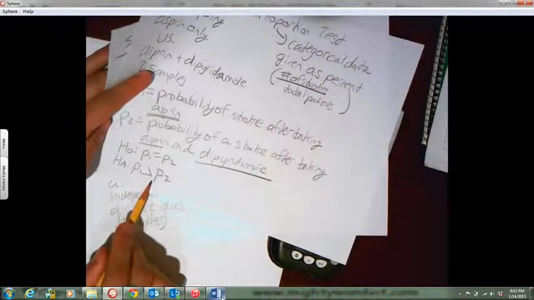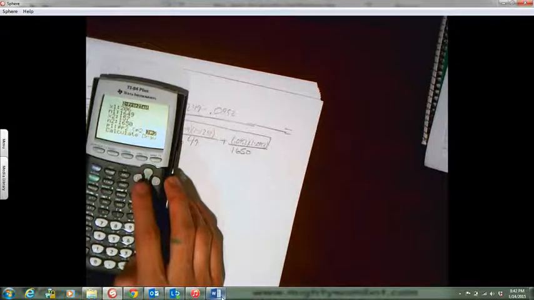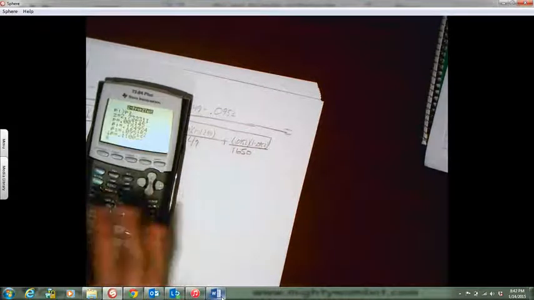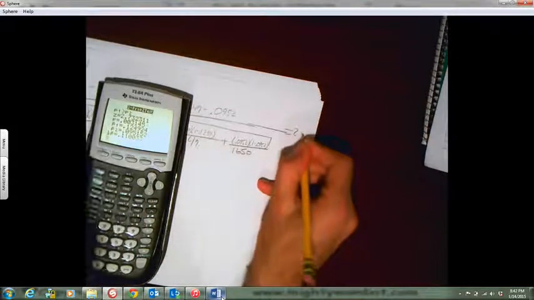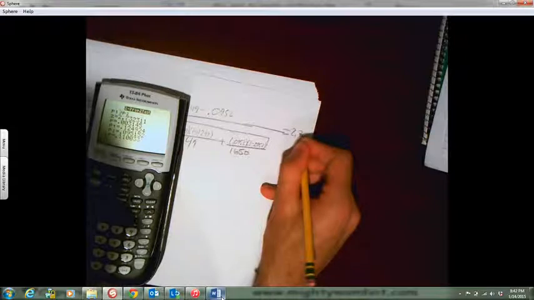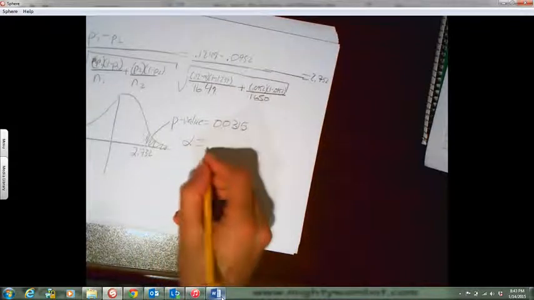Let's calculate. And here we are. We have a z-score of 2.73732. And let's draw this. .00315, alpha 0.05, and now we finish it up. And by the way, I got the p-value from right here, and the z was right here.